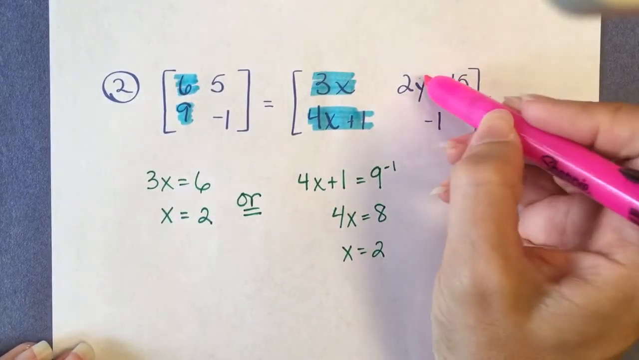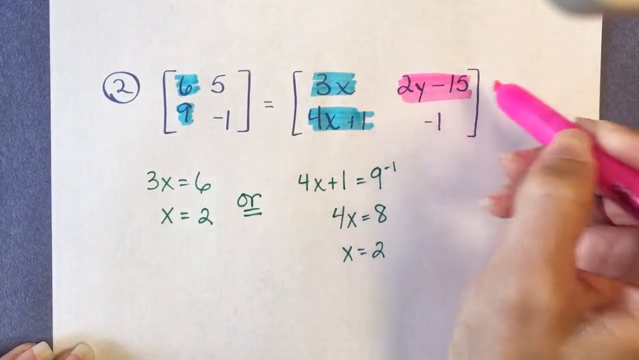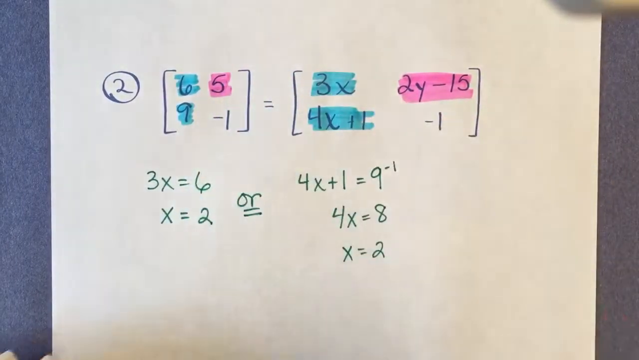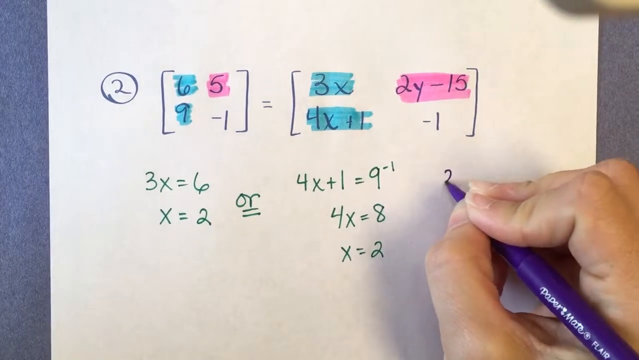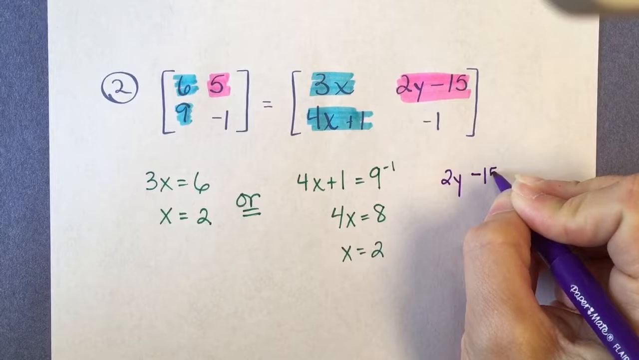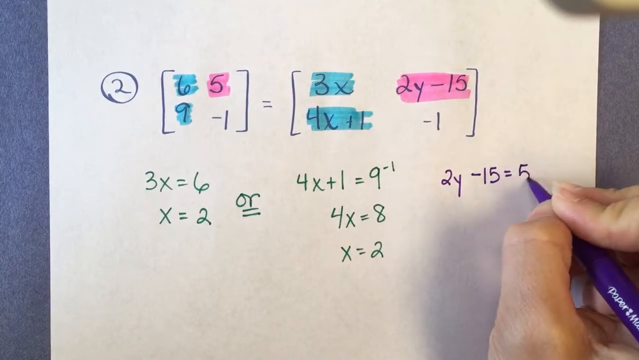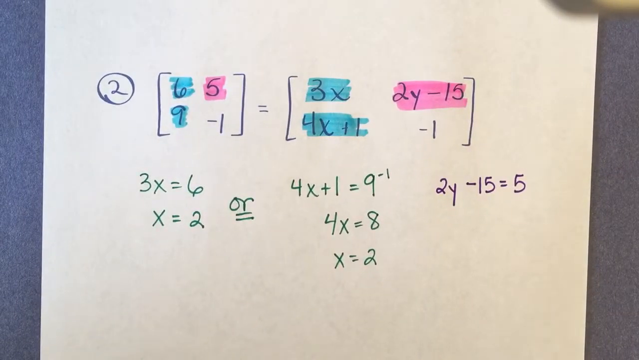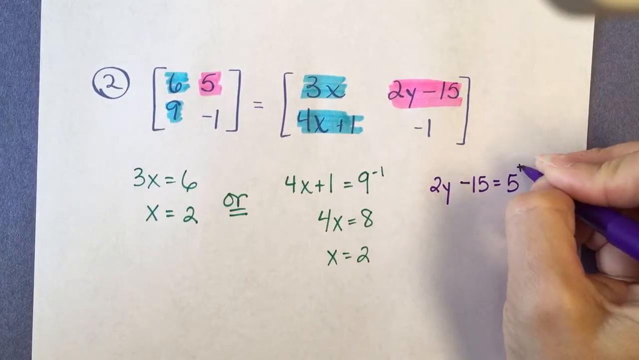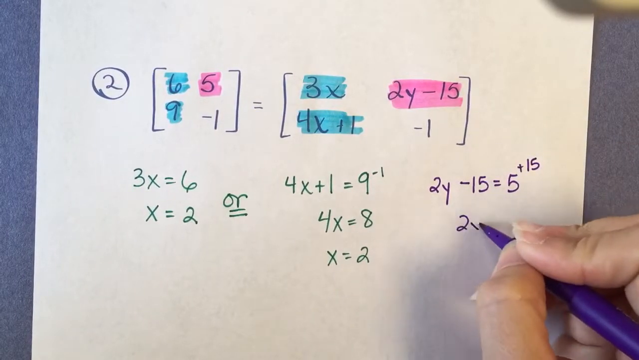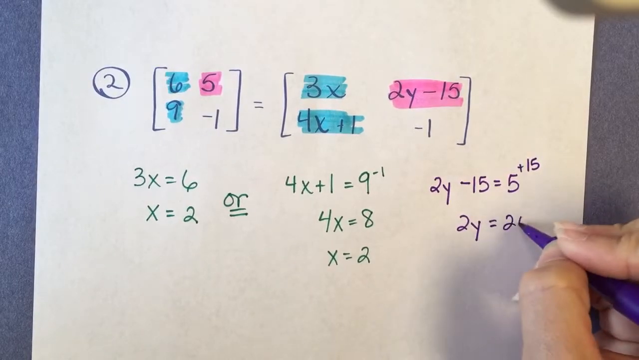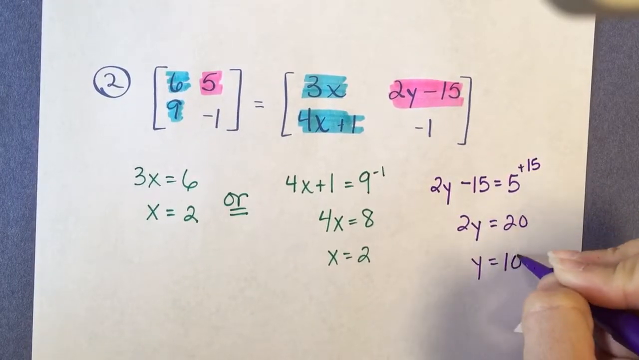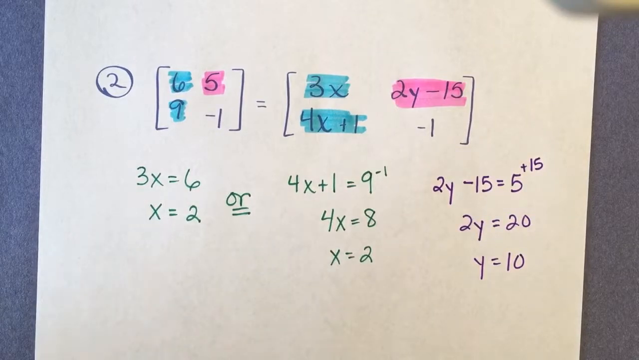Now with y, this is the expression that contains my y. And what I have in that position in my other matrix is the 5. So you would say, well, 2y minus 15 is equal to 5. So to solve this, I would need to add the 15. So I'd have 2y is equal to 20. So y is equal to 10. So that's all in 12.1 that we're going to have to learn with this particular section.